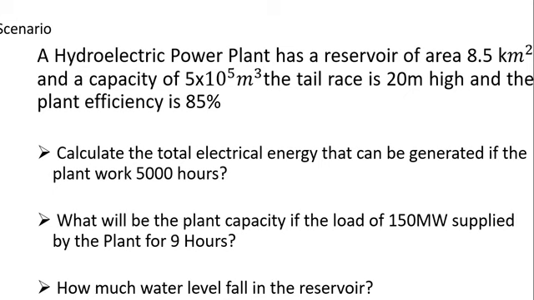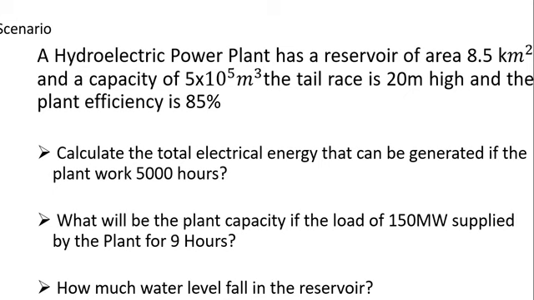The tail race is 20 meter high, and again here it is given as height. So we may say that our head is 20 meter. Head is basically known as the height from ground to the reservoir height. So head of our hydel power plant is 20 meter high, and the plant efficiency is 85%. So plant efficiency is also given.